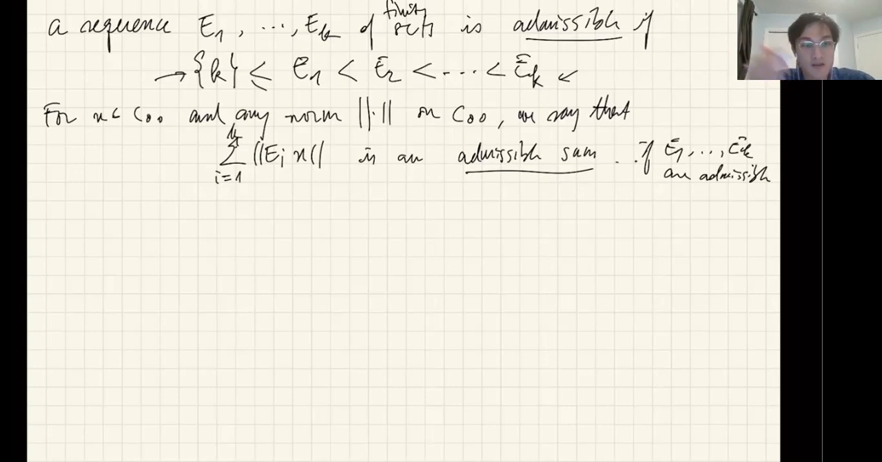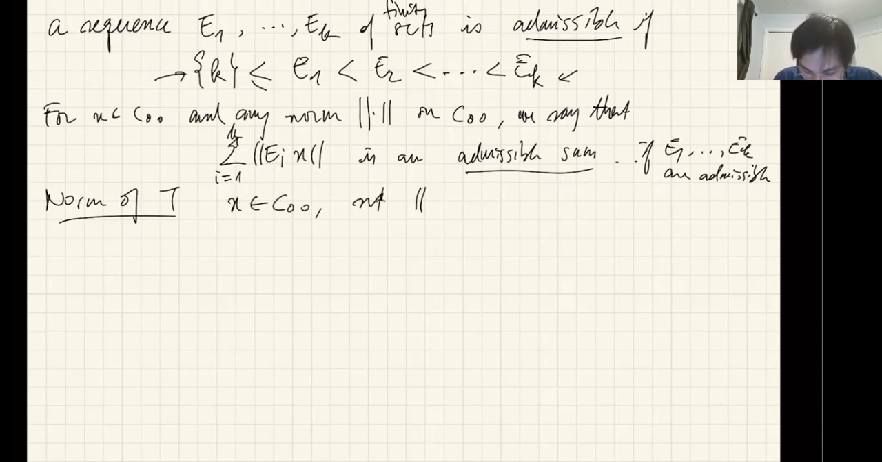Okay, so now we're going to define the norm of T, Tsirelson space. So we start with, for X in C00, we set the zeroth norm to be equal to the L infinity norm, and that's just the sup of the Xi's. So we're going to define a sequence of norms on C00. Okay, so that's the first one.